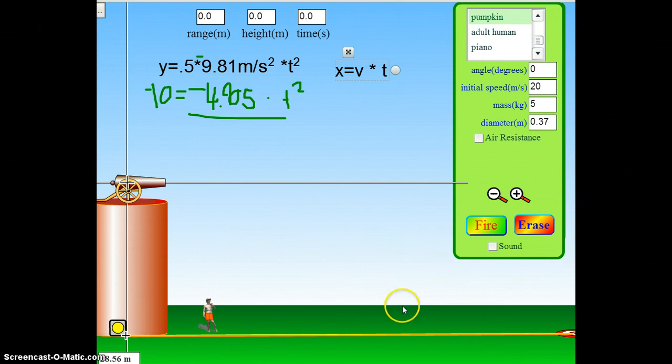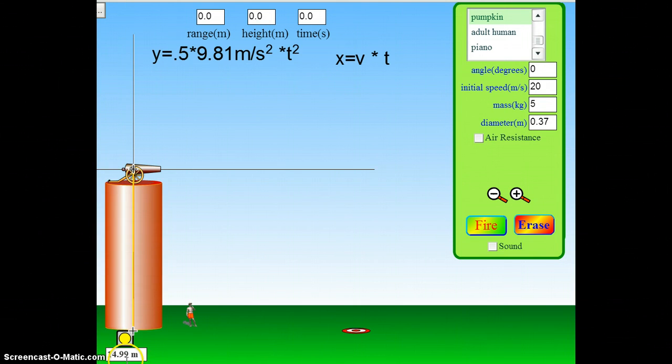So I'm going to erase that, and I'm going to change the setup. Alright, next problem. We are doing something a little different here. I've got the cannon at 15 meters high. How fast must the cannon shoot in order to hit the target here at 20 meters? The target's at 20 meters. How fast must the cannon shoot in order to do this? I'll give you a few minutes to work on that.